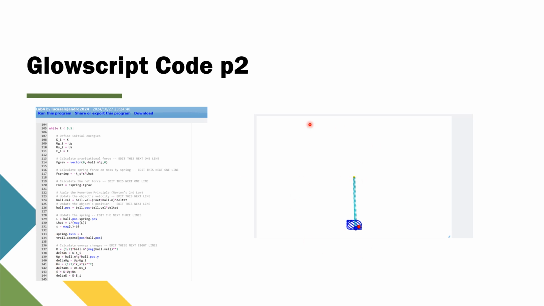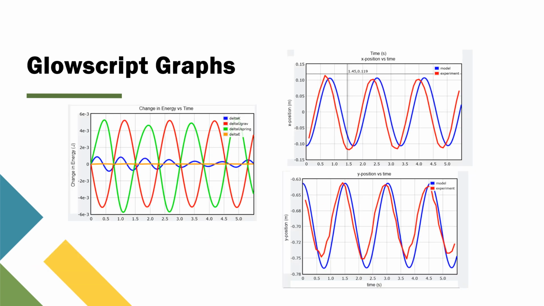And then here's a picture of what GlowScript made, with the spring moving around with the mass at the end of it. In our GlowScript graphs, we see here the energy. This is the energy shown in a graph. So as one goes up, one goes down, it's balanced, it works off each other.